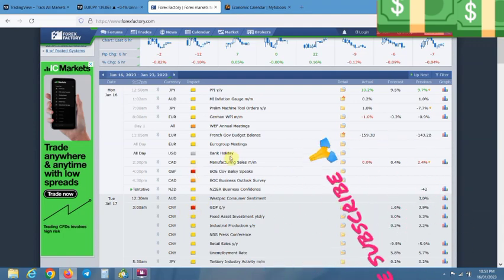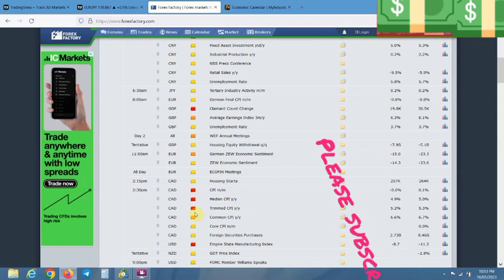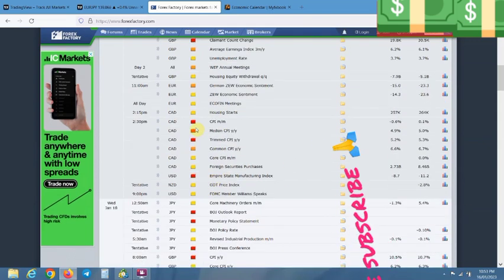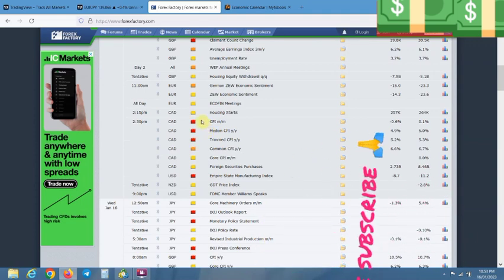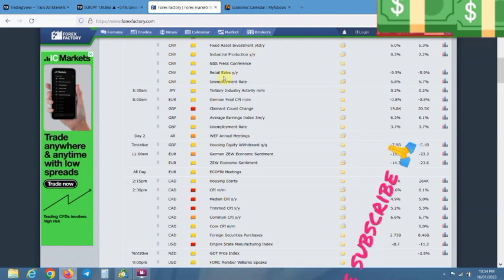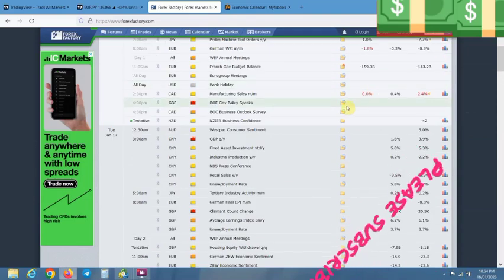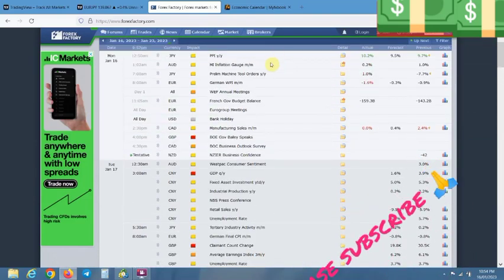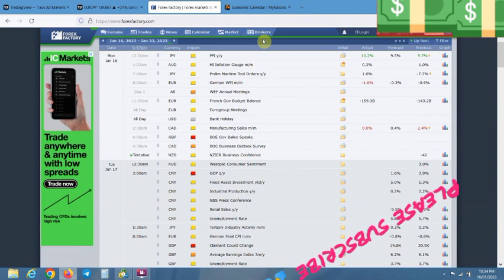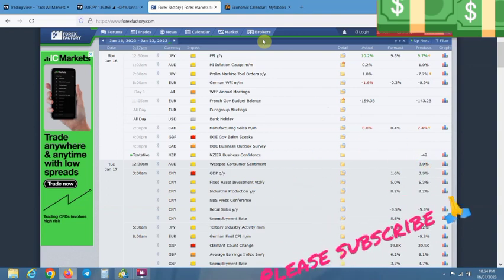All right, so whichever news you see that has a red sign on it, you should be very, very careful about them, because these ones tend to move the market in a very aggressive manner. So you have to be looking out for these news events, because they affect the market in a very, very aggressive way.